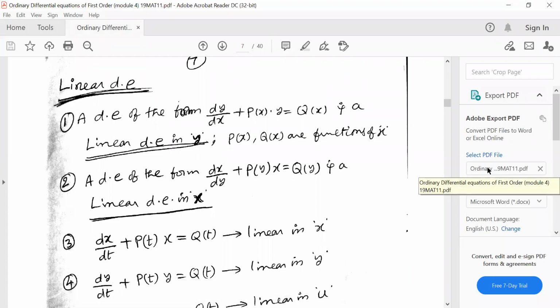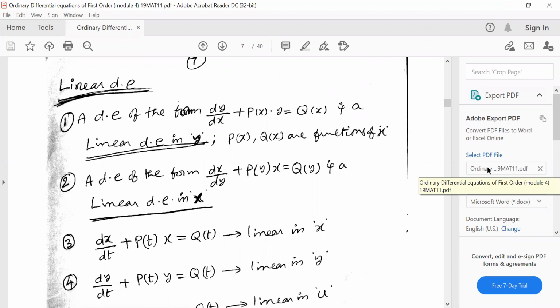Yes, we now come to the next method of solving a DE after the exact DE. So the second one is the linear DE, the linear differential equation. As you all know, linearity refers to degree 1. We'll now see what this linear differential equation is. So the concept will be the same.